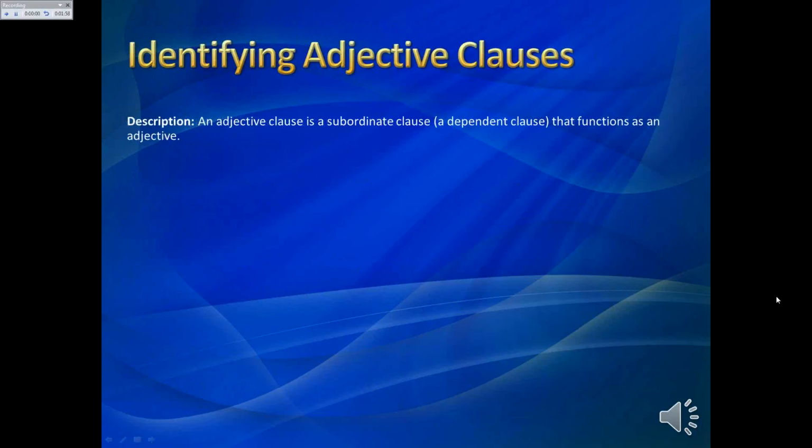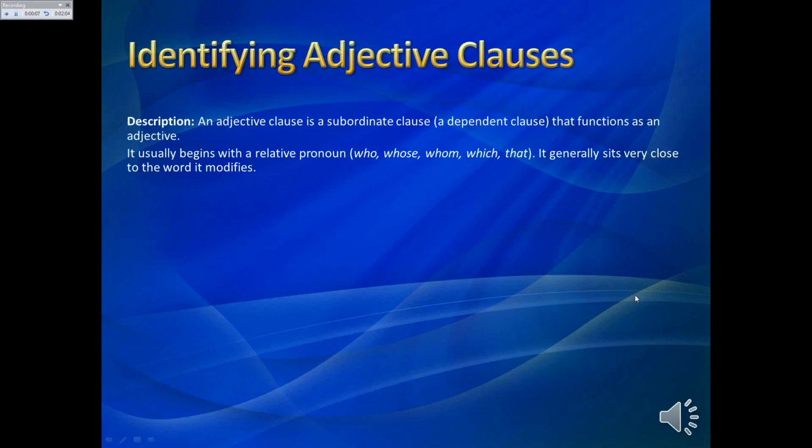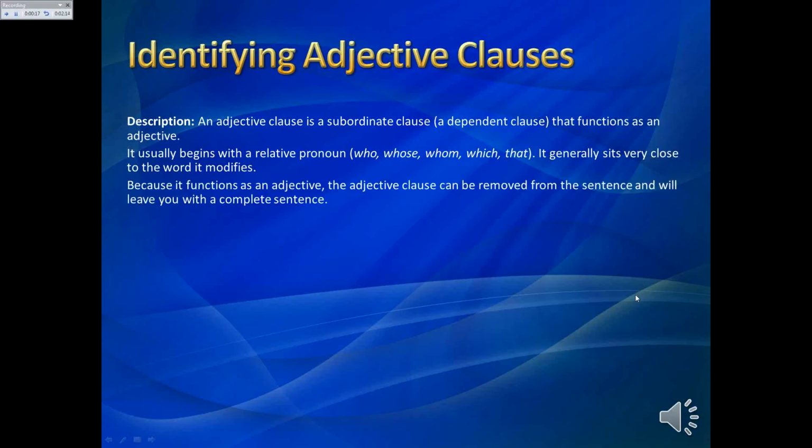So let's start there. An adjective clause is a subordinate clause, which is a dependent clause, but it functions as an adjective. It generally is going to begin with relative pronouns: who, whose, whom, which, and that. And just like all adjectives, it generally sits very close to the word it modifies. Because it functions as an adjective, the adjective clause can be removed from the sentence, and you'll still have a complete sentence. Here's our example.